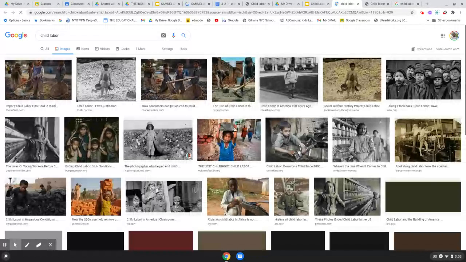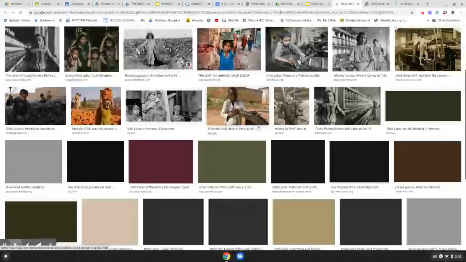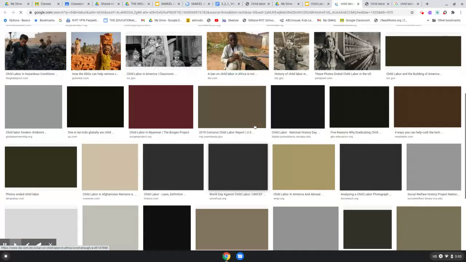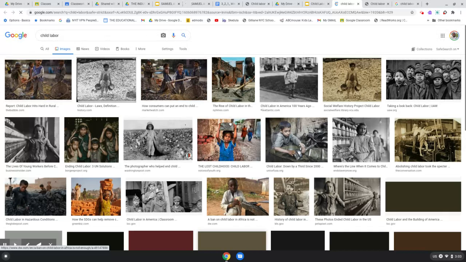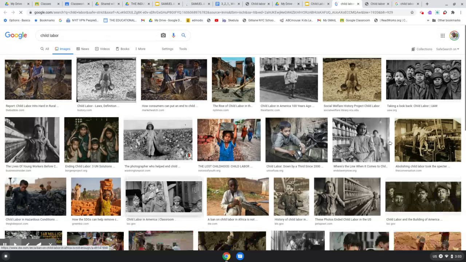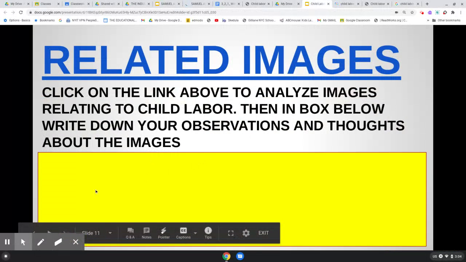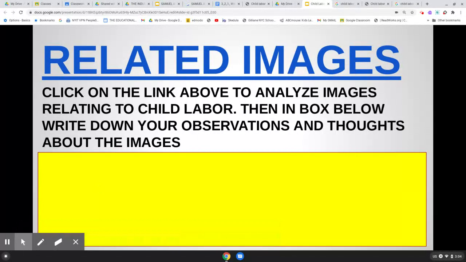After you analyze these images, really look at them. You could choose whichever ones you want to focus on. It is up to you. They all tell a story. They tell a story of child labor in the past and in modern times, and you'll be able to see both. I want you to then, in the box below, write down your observations and thoughts about the images.